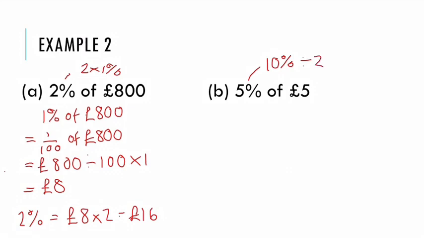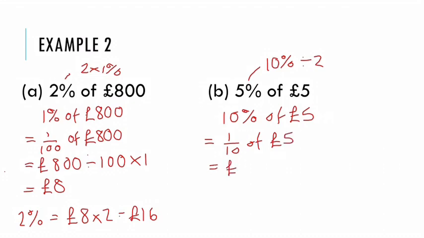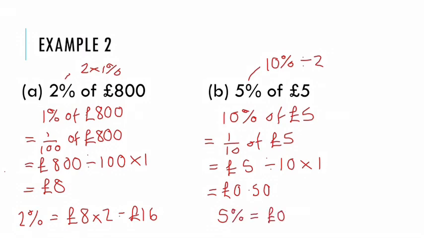So let me start by finding 10% of £5. From our table, 10% is 1 over 10 as a fraction, which means we must divide by the bottom and multiply by the top. We learned last week how to do £5 divided by 10 without a calculator. Remember, you would move the decimal point back one place, and that would give me 50p. So that is me found 10%. However, I didn't want 10%, I want 5%, which means I need to divide 50p by 2.